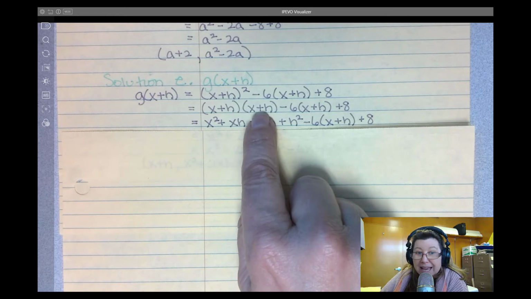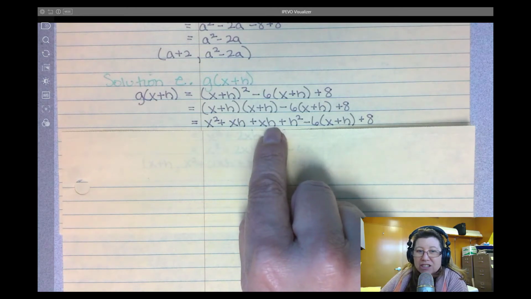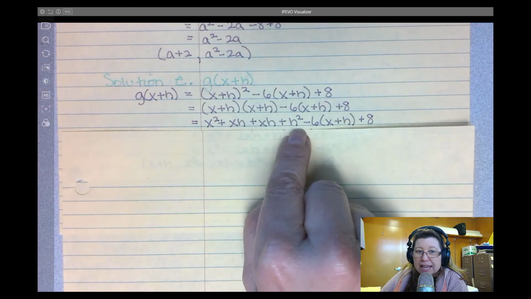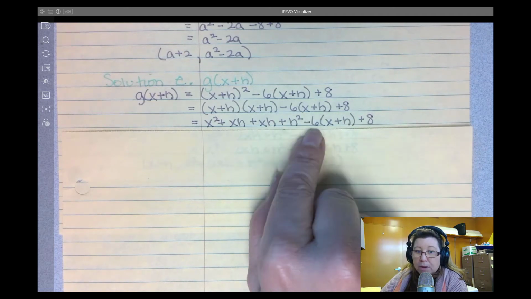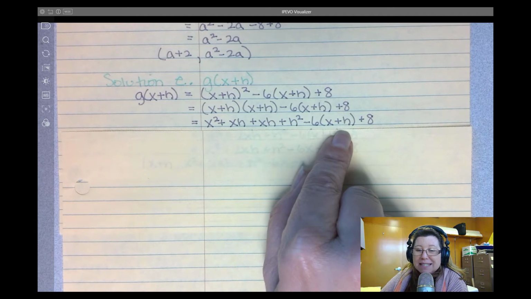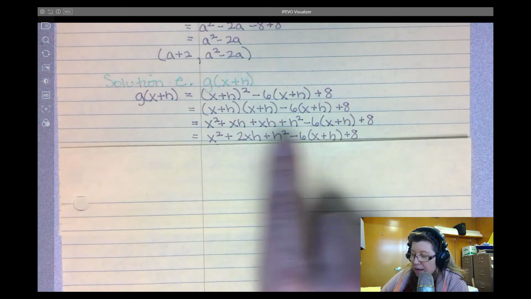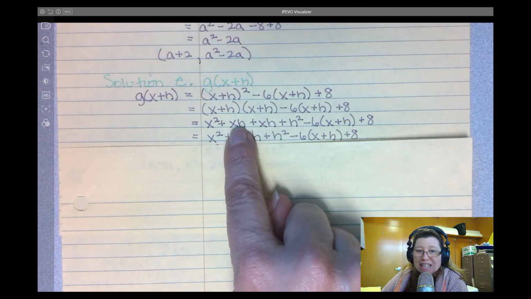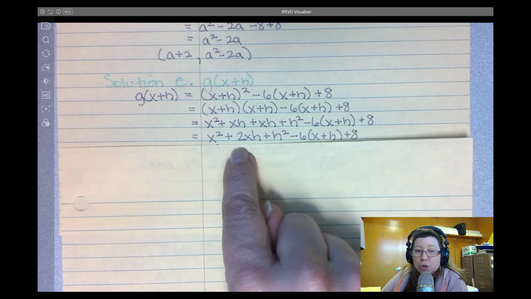H times x is hx, but we can flip that around and say xh so it looks like this other one. H times h is h squared. The rest of the problem I'm just going to rewrite out. So minus 6 times x plus h plus 8. Combining like terms, just like I did before, I have one xh here and another xh here. That makes it 2xh.